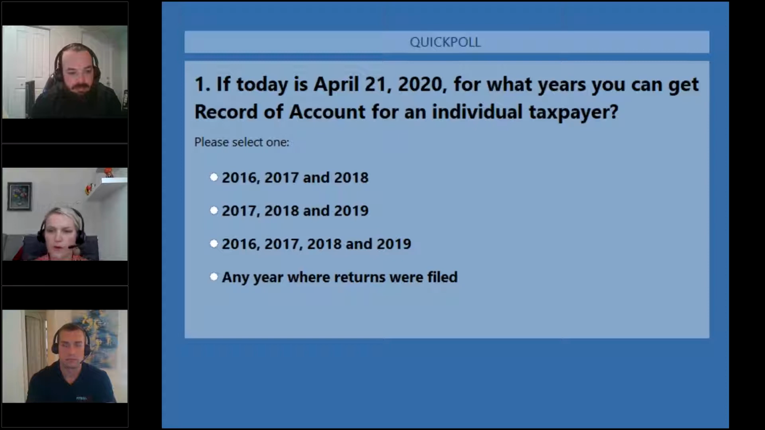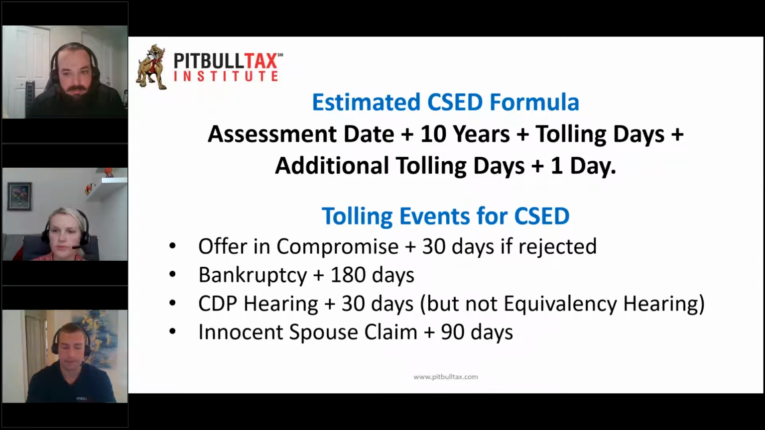Okay, 5 more seconds. 5, 4, 3, 2, 1. And I'm going to close this poll. And the correct answer is 2016, 17, 18, and 19. Remember, record of account is a combination of tax return and account transcript, and it's available only for the current tax year and the prior 3 years.